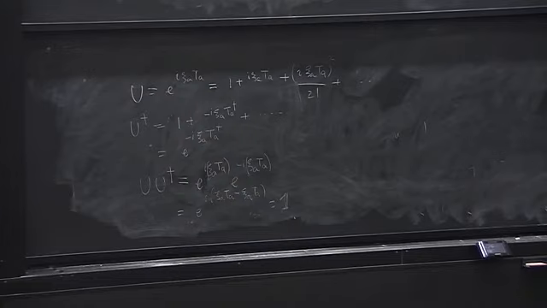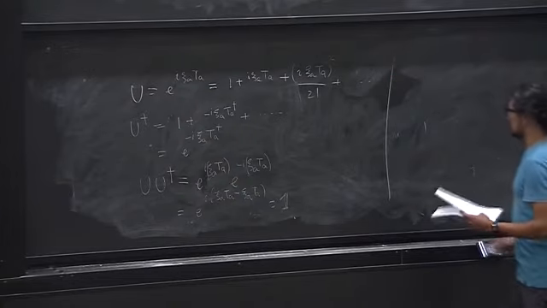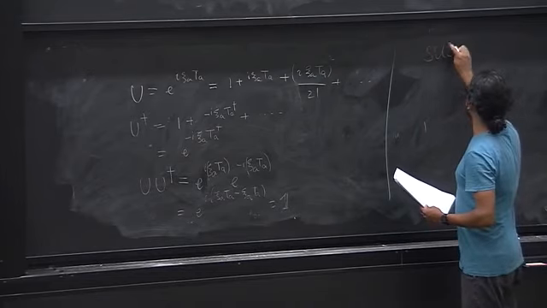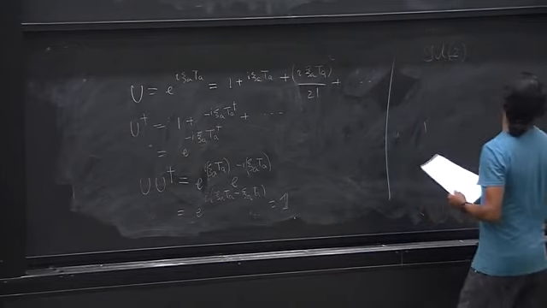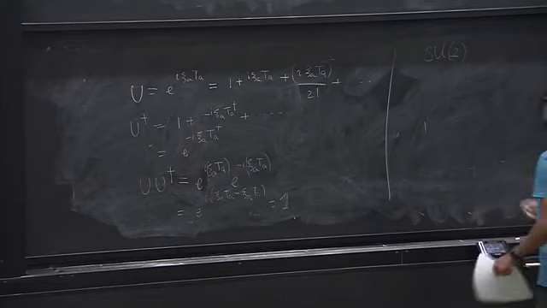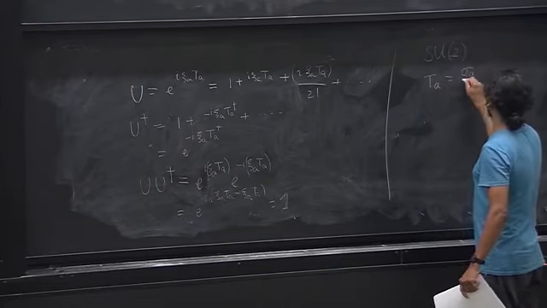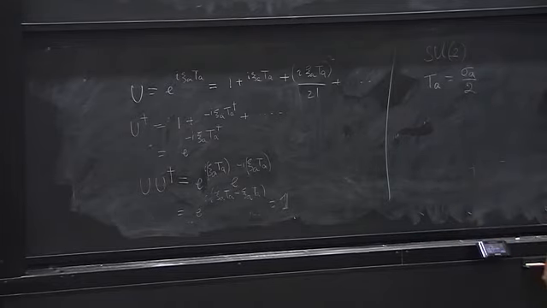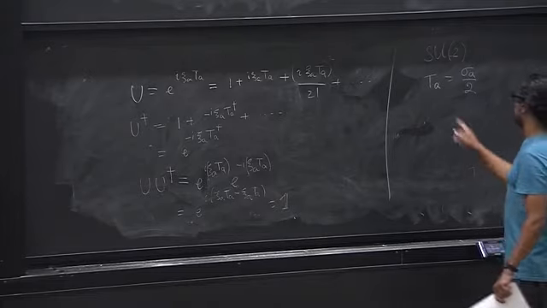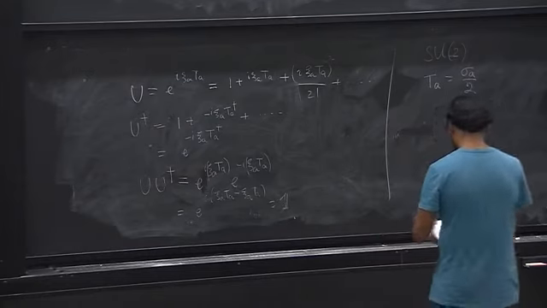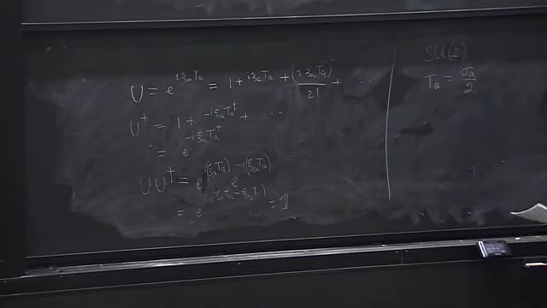Okay, so an example of this group is SU(2), and in that case, the generators are given by half of the Pauli matrices, and you know that they're Hermitian and they're traceless. Okay, I'll probably go about 10 more minutes, if that's all right.